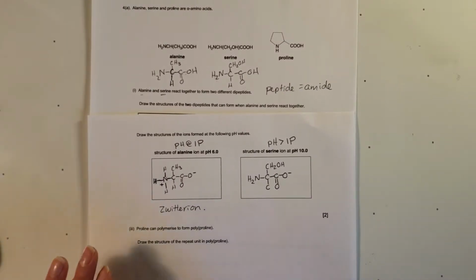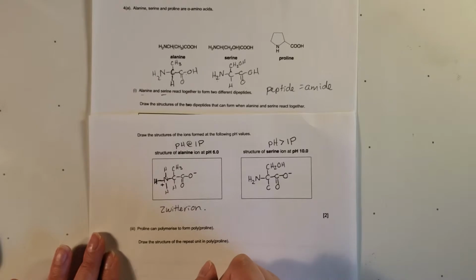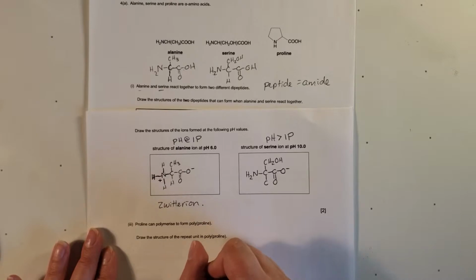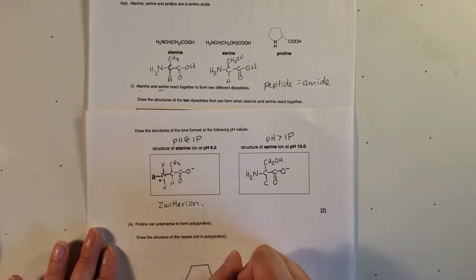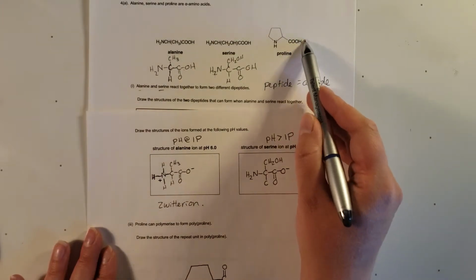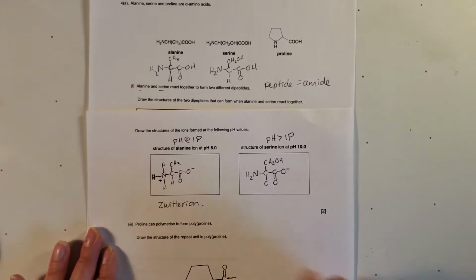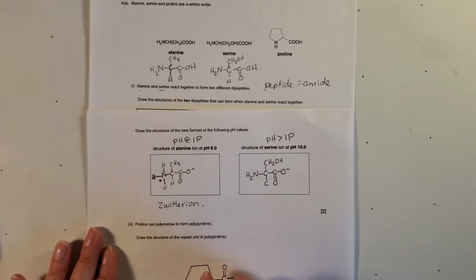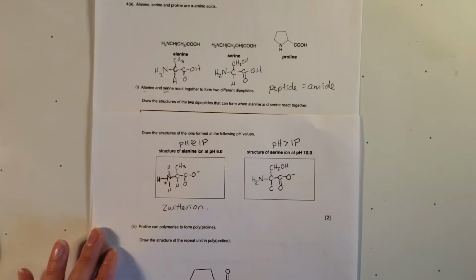So if we go ahead and draw that, I'm going to start with the nitrogen. Here we go. Where we have the carbon double bond, the OH group will have left, so that's where we're going to continue our chain, and that H will leave and we'll continue our chain there as well. So that's our single repeating unit for polyproline.